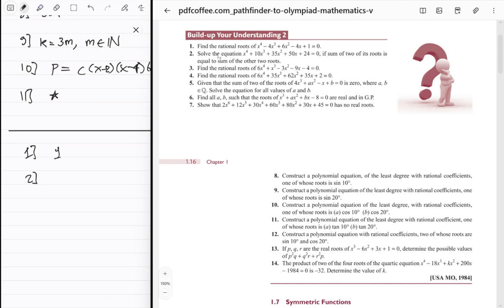Second, solve the equation, if the sum of two of its roots is equal to the sum of the other two roots. So what do I do about it? They gave nothing to us. So you got x to the power 4 plus 10x cubed plus 35x squared, plus 50x, plus 24. All multiples of 5 over there, interesting.